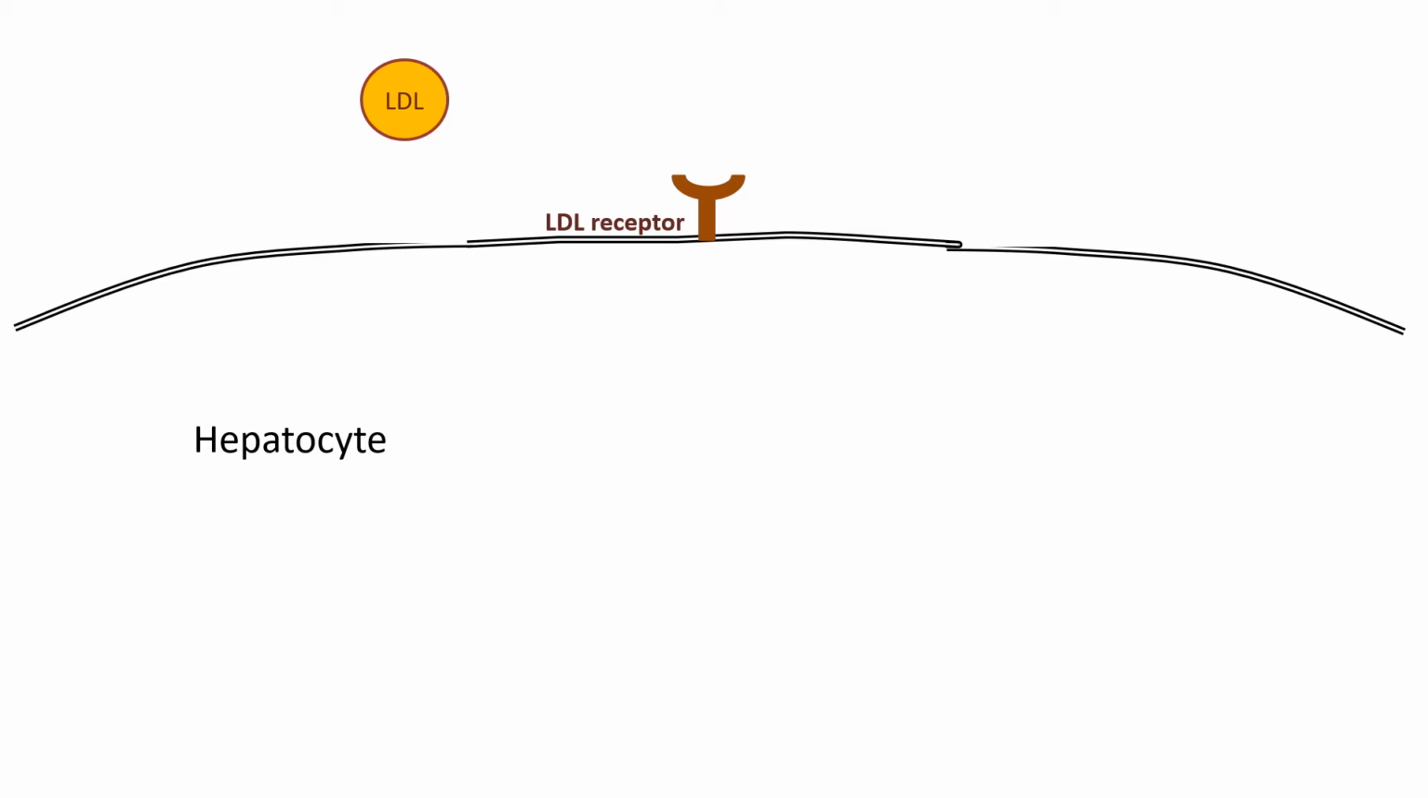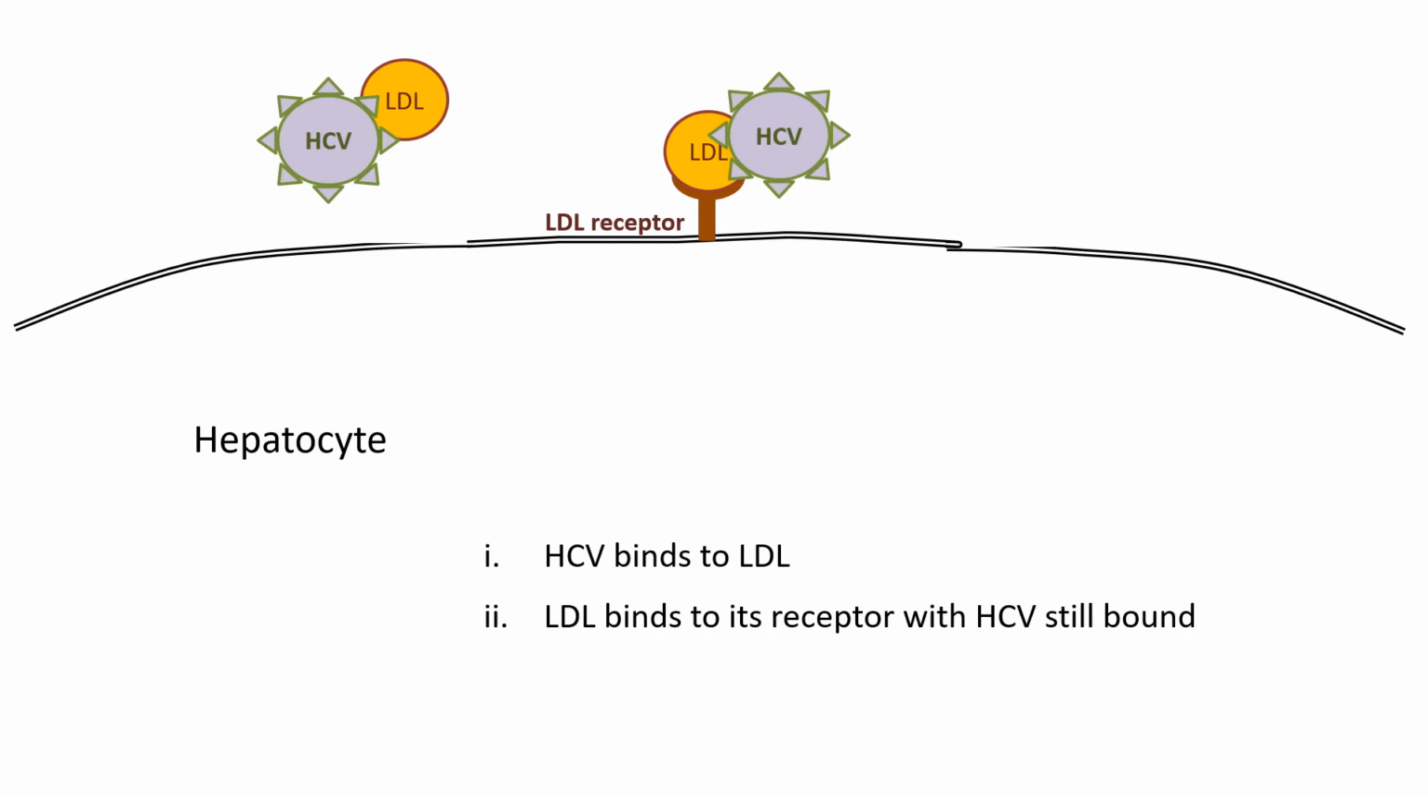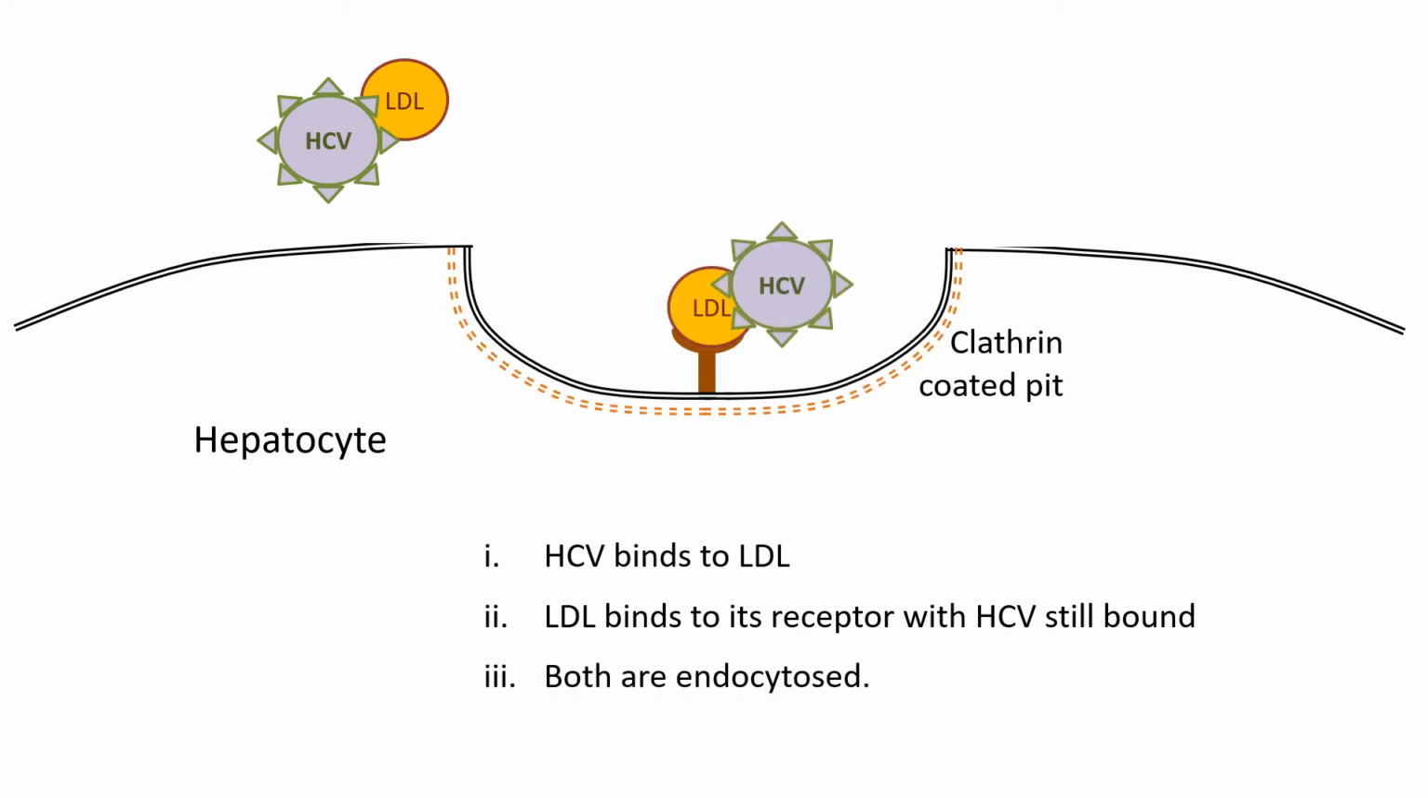So here's our LDL sitting there all happily about to go and bind to its LDL receptor on our hepatocyte. Whack! In comes HCV, binds to the LDL. LDL says, well, I'll still go along and bind to my receptor. So it binds to its receptor, and both of them are then endocytosed via the clathrin-coated pit. Then, of course, everything's going to be broken down by a lysosome, receptors recycled, LDL will be used, but HCV is already in the cell.